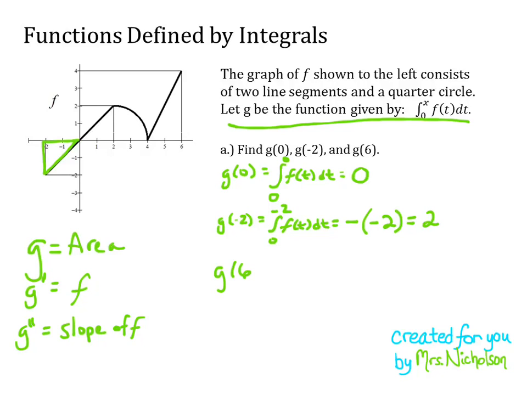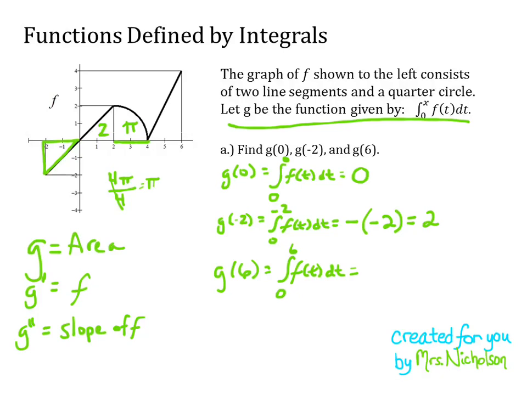And finally, g of 6 is equal to the integral from 0 to 6 of f of t dt. And so let's go back to the graph. The triangle from 0 to 2 matches the one we just found. That area is 2. I have a quarter circle. So let's think about the area of the whole circle, which would be pi r squared. My r is 2. So the whole circle would be 4 pi. And so, of course, a quarter of that circle, if we divide by 4, would just be pi. So this area is pi.